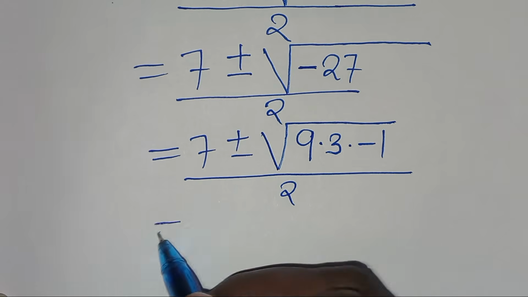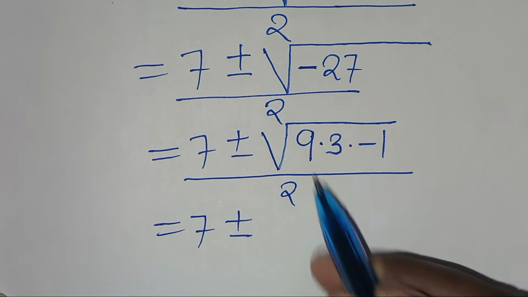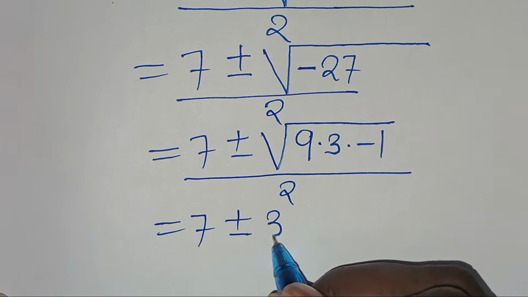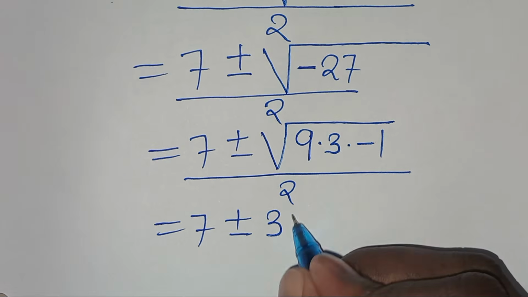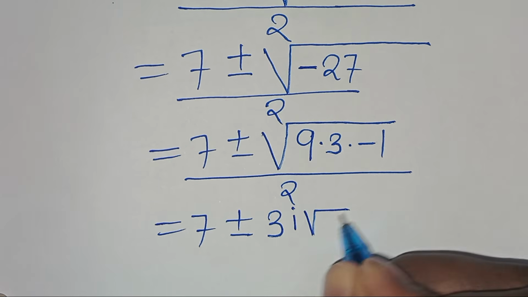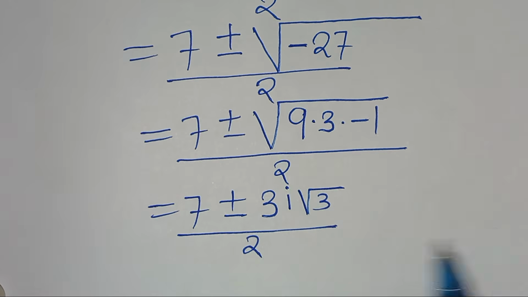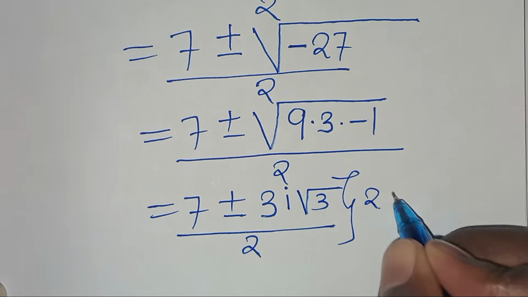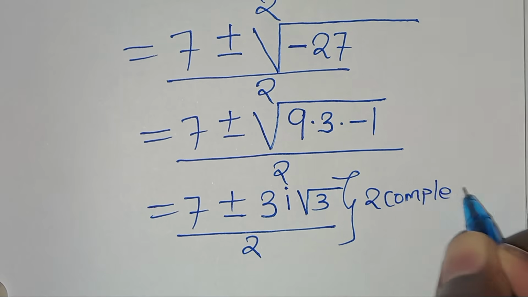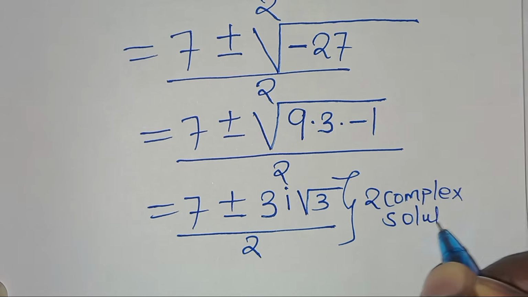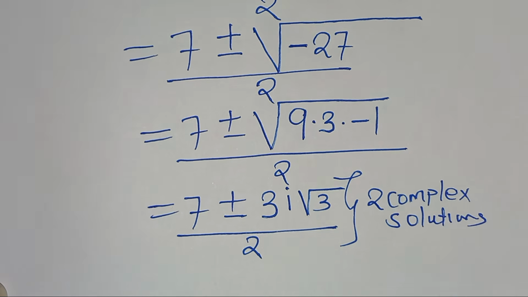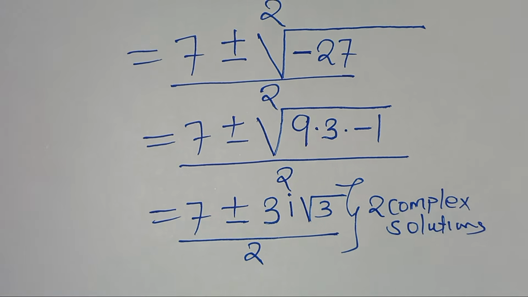Therefore, we have here 7 plus or minus the square root of 9, this is 3, square root of minus 1, this is i, then square root of 3, everything here divided by 2. So here we have two complex solutions. We have two complex solutions under case 1. So let's proceed to case 2 from here.